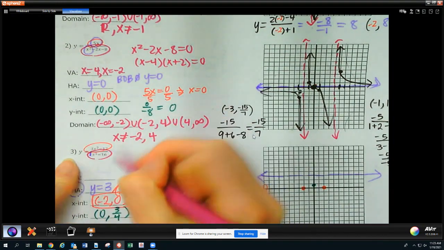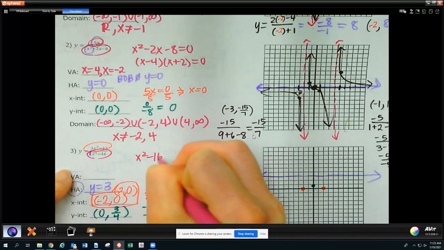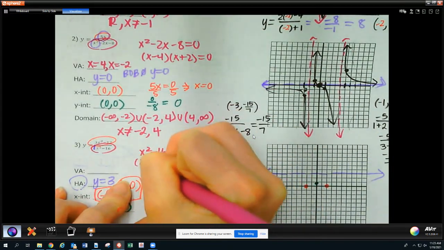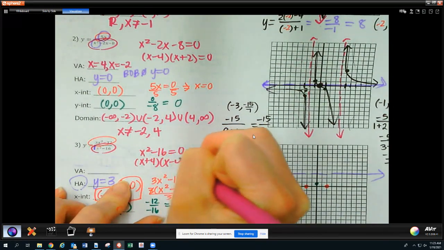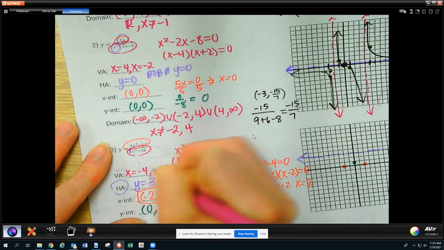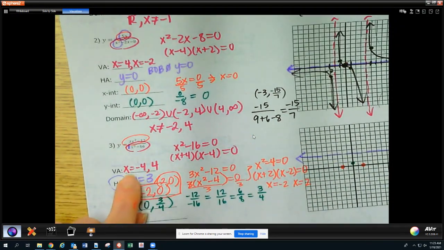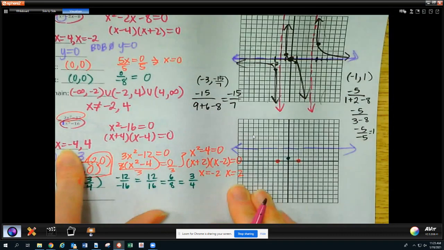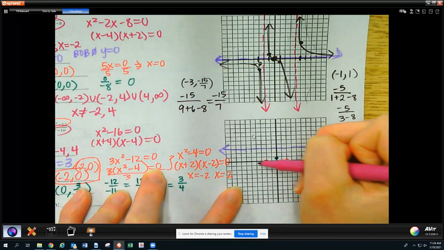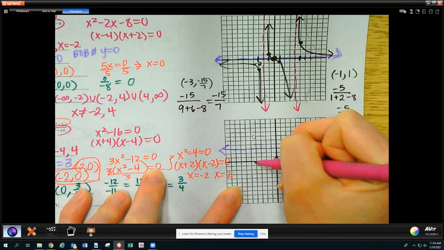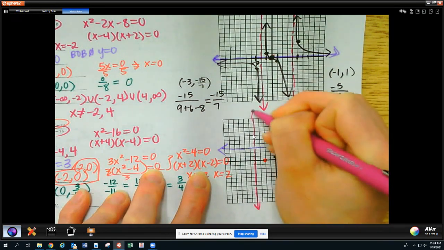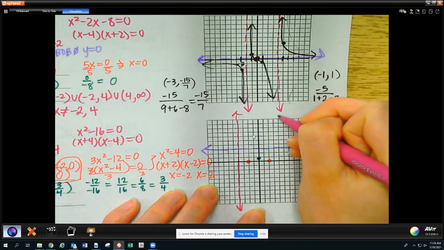Vertical asymptote, we set the bottom equal to 0. We're going to end up with 2 because this factors to x plus 4 times x minus 4 as a difference of squares. And so x equals -4, and I'm just going to put a comma, and x equals +4. So those are our 2 vertical asymptotes. And so at -4, and +4.